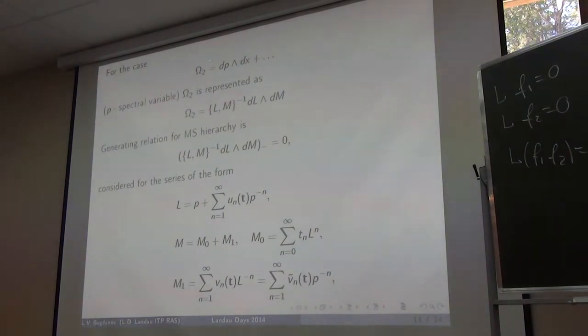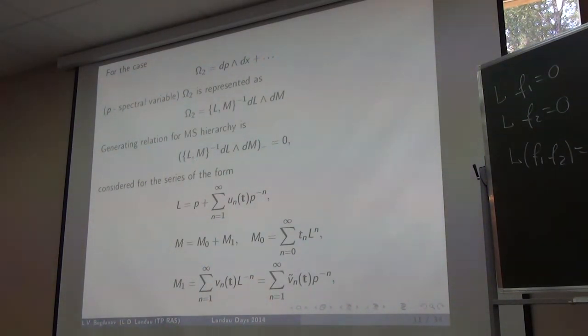If your form has a pair of canonical variables starting from this with a coefficient 1, then it can be written in this form, where this bracket is with respect to these variables. And so the Manakov-Santini hierarchy is generated by this relation. The only question is the structure of this series.